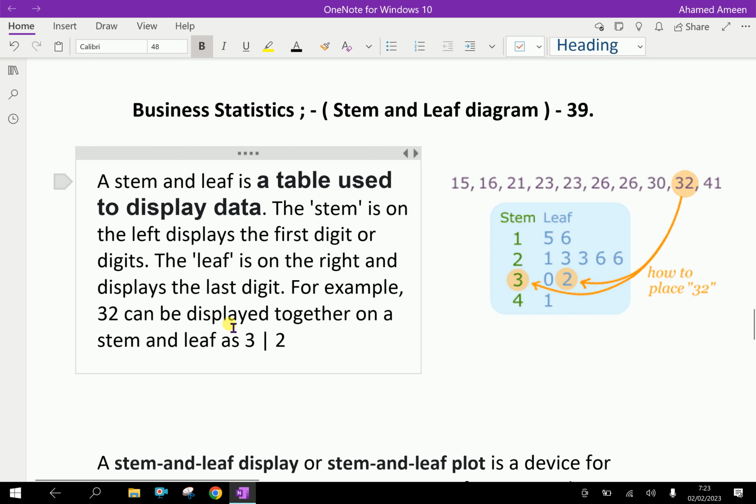For example, here 32: the stem is 3 and the leaf is 2. They can be displayed together on a stem and leaf as 3 and 2. Like other numbers, we can display them here too. Suppose 41: the stem is 4 and the leaf is 1. 30 means the stem is 3, the leaf is 0. Like this we can display the numbers, and it is easier to identify the numbers in pictorial form.